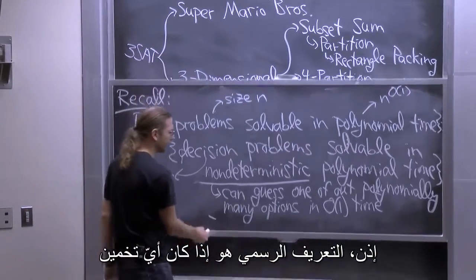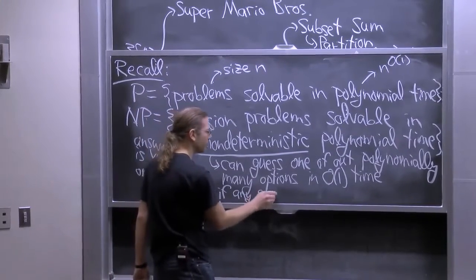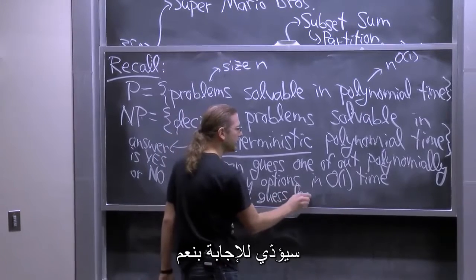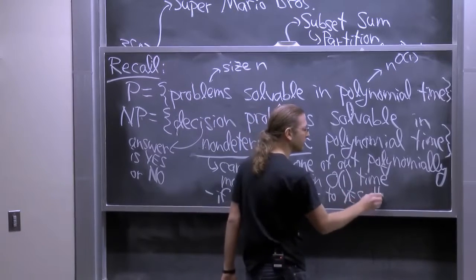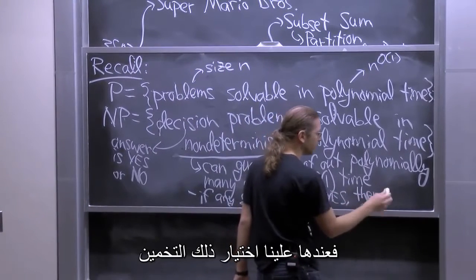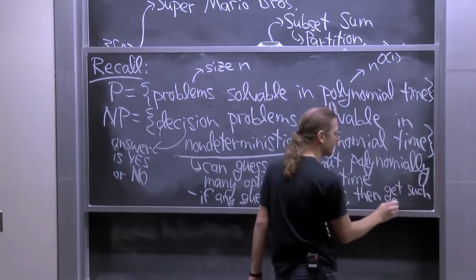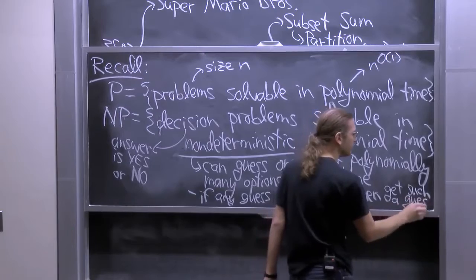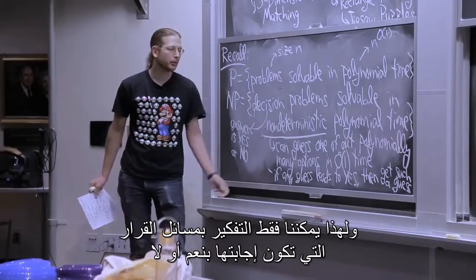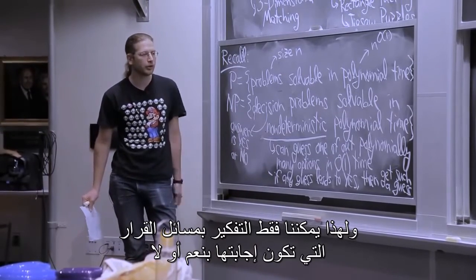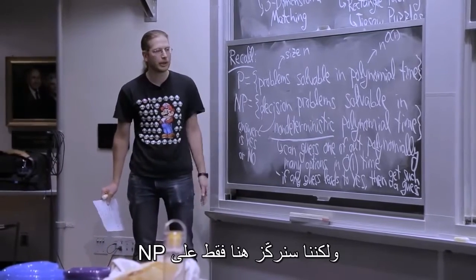So the formal statement is if any guess would lead to a yes answer, then we get such a guess. Okay, this is weird, and it's asymmetric. It's biased towards yes, and this is why we can only think about decision problems, yes or no. You could bias towards no, you get something else called co-NP, but we'll focus here just on NP.